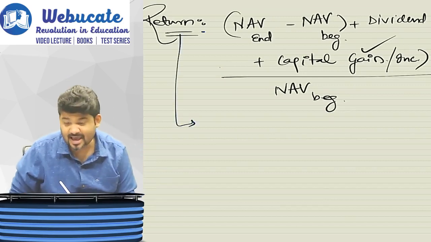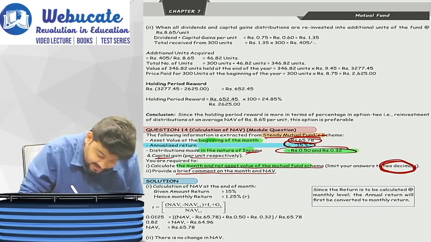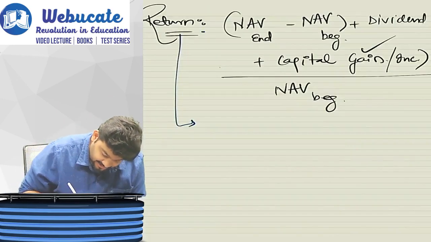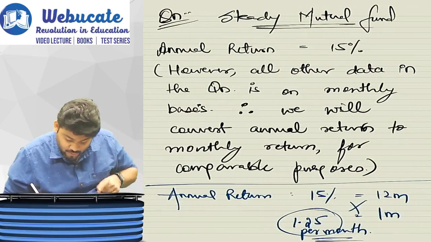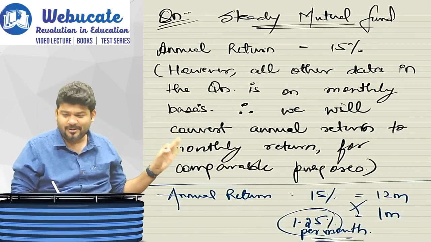Return. What is the NAV at the end? It is given in the question. Tell me. No, sir. We have to calculate that. Okay. No problem. What is the return? Return is 1.25%. See, always convert the percent into absolute number.